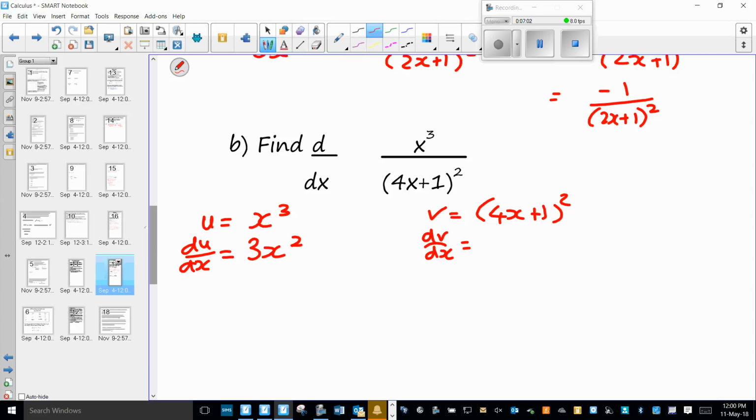So remember, our power comes in front. Keep our bracket as it was, don't change it. Take 1 off the power. Obviously that's now power 1, so I don't need to write it. We're then going to multiply that by the derivative of what's inside, which in this case is 4. I'm going to simplify that to be 8. Now, you can expand that bracket if you wish, because we no longer have a power. Would you rather do that? Okay. So this would become 32x plus 8.